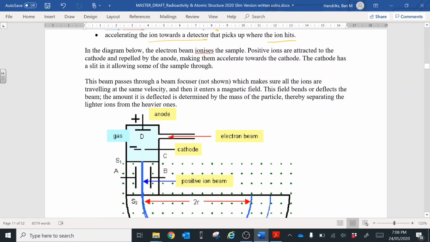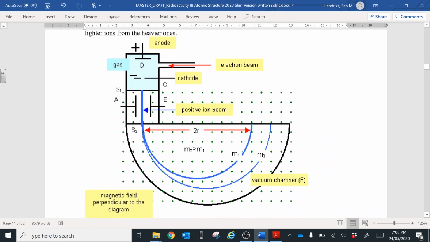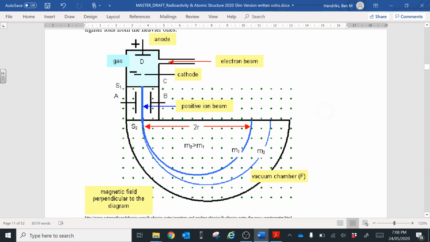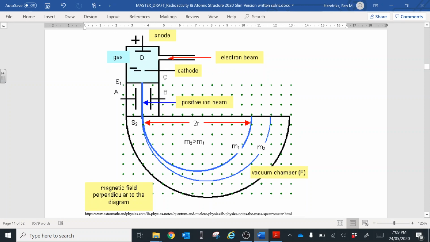Okay, so we have this diagram here. What I was saying is we have these electron beams. Remember, electrons are negative. So we have all these negative electrons coming in, and we're ionizing the particles in the gas. So we might have a particle here, and it becomes positive, and then that goes down through the slit. So we have this cathode here.